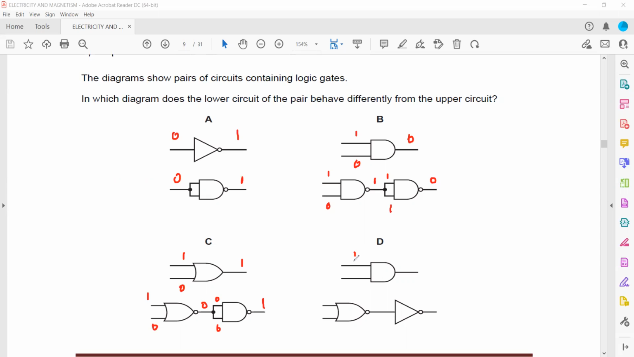But when we check this one, for example 1 and 1, passes through AND gate, make it 1. Here 1 and 1, 1 plus 1, or if this was 1 and 0, this will make it 0, and this is 1 and 0. 1 plus 0 is 1, passes through inverter, make it 0, and 0 passes through inverter, make it 1. So the upper circuit and the lower circuit are not behaving in the same manner. That's why D is the right answer.